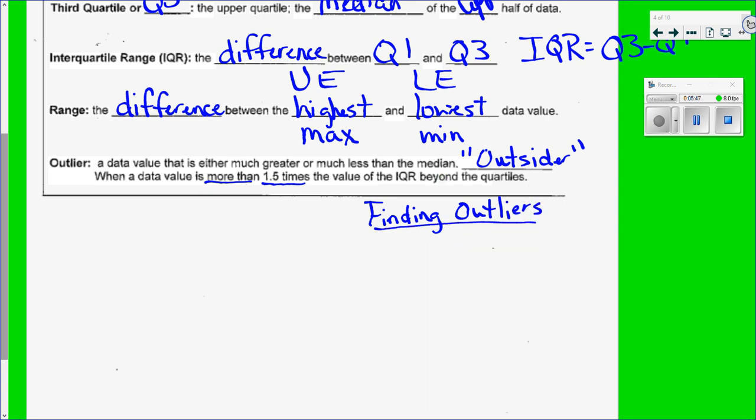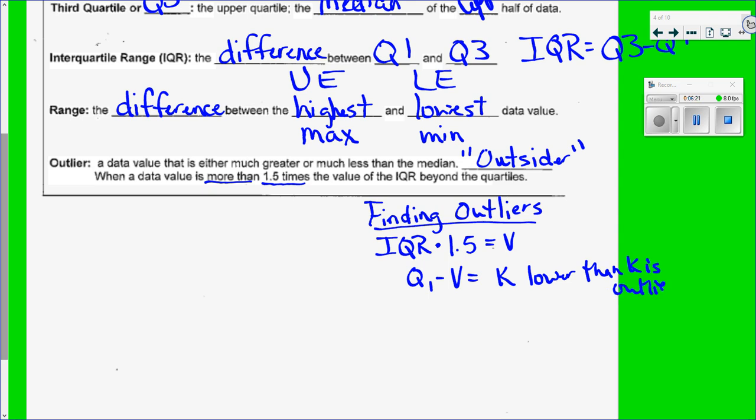To find the outlier, what do I need to do? I take my interquartile range, and I'm going to multiply by 1.5. That's going to give me some value we'll call V. I then take that value V, and I subtract it from Q1, and that gives me my number K that tells me if it's an outlier. Lower than K is an outlier. We'll have some examples to put numbers to this later.